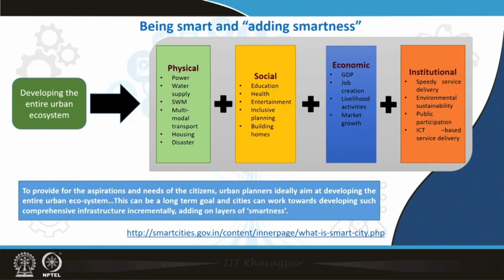So, this can be a long term goal, and cities can work towards developing such comprehensive infrastructure incrementally by adding layers of smartness. So, how to add layers of smartness? By again parallelly focusing on all these different pillars and the sub pillars within each pillar. So, the physical pillar, and what are the things which need to be targeted? Power, water supply, solid waste management, multimodal transport, housing, disaster, everything. Social: education, health, entertainment, inclusive planning, building homes, etc. Economic: GDP, job creation, livelihood activities, market growth. And institutional: speedy service delivery, environmental sustainability, public participation, and ICT, that is information communication technology based service delivery, in order to manage things in the smartest way.